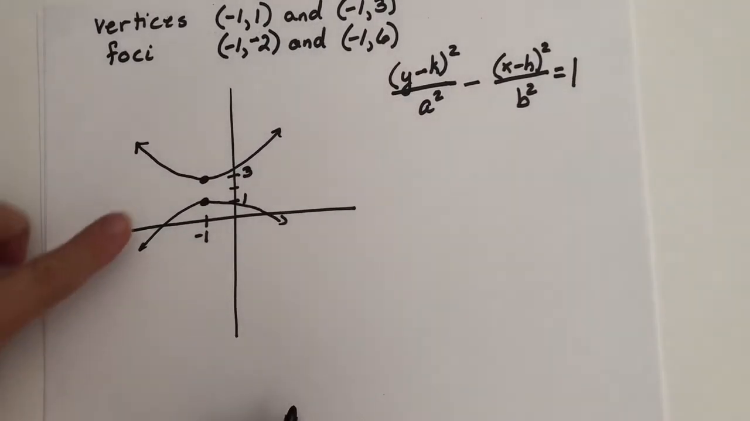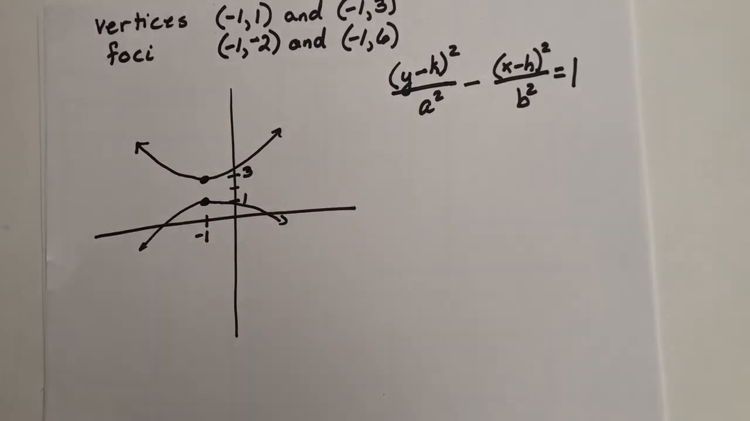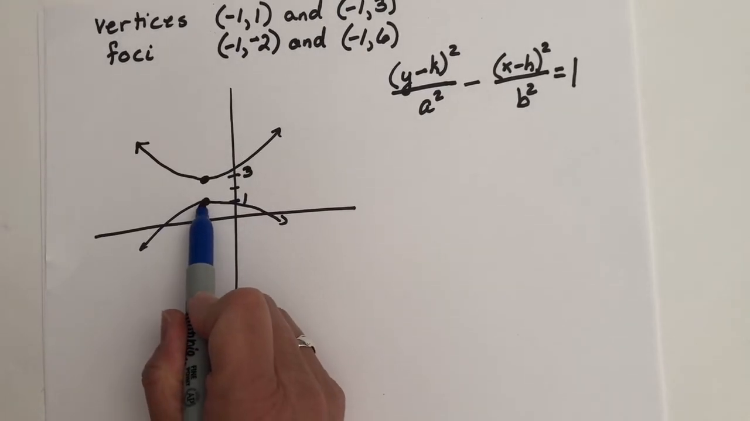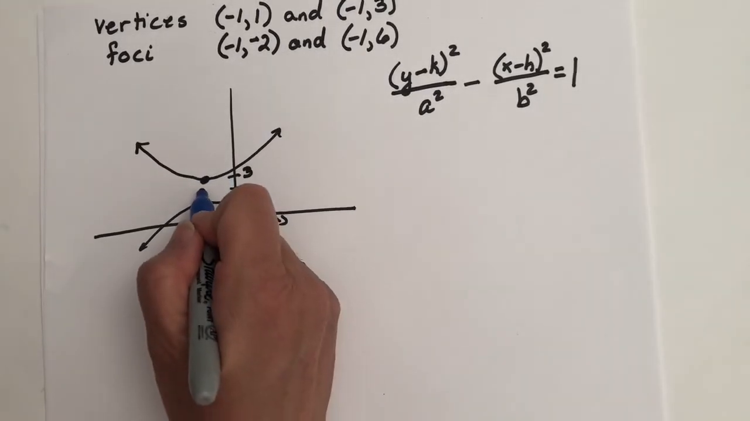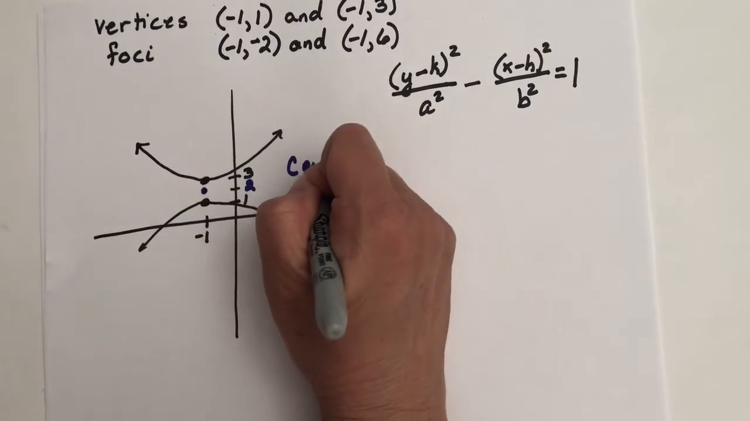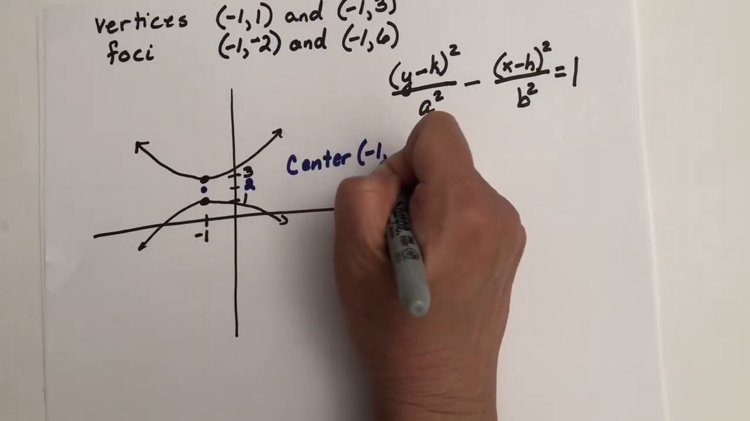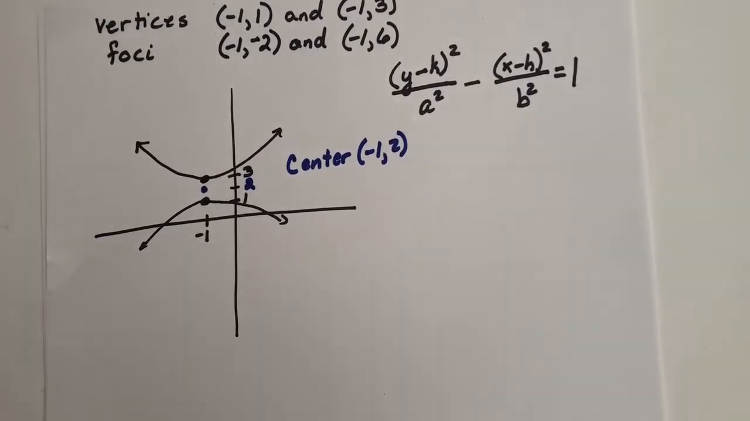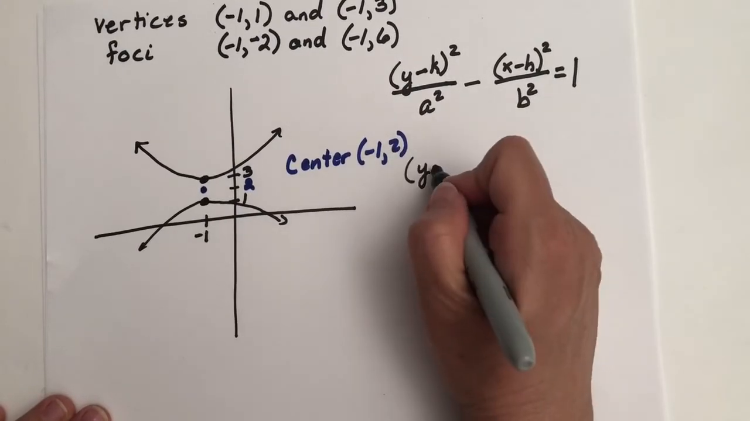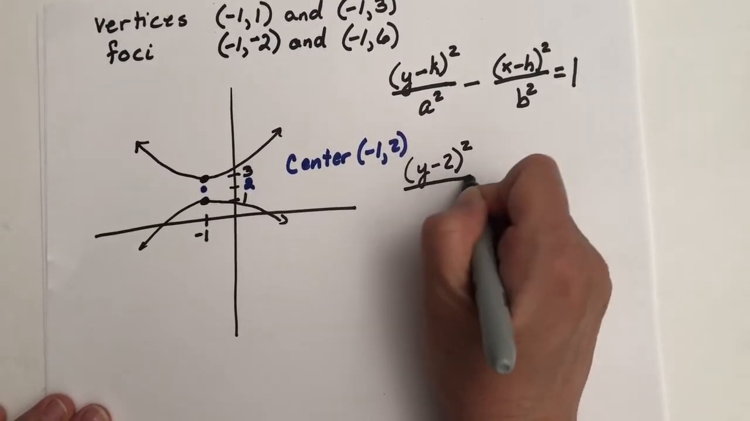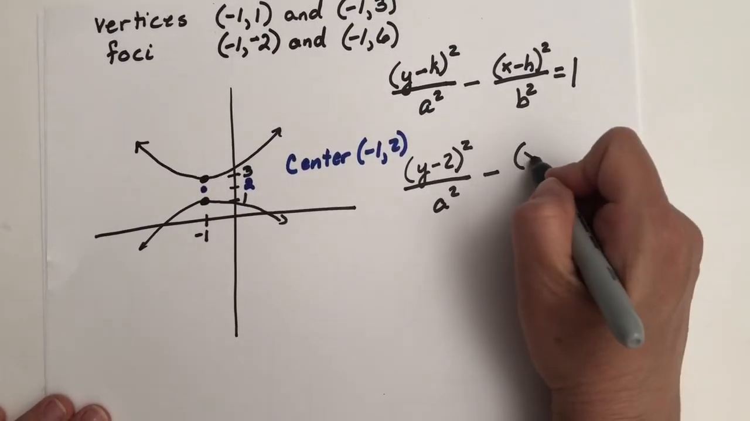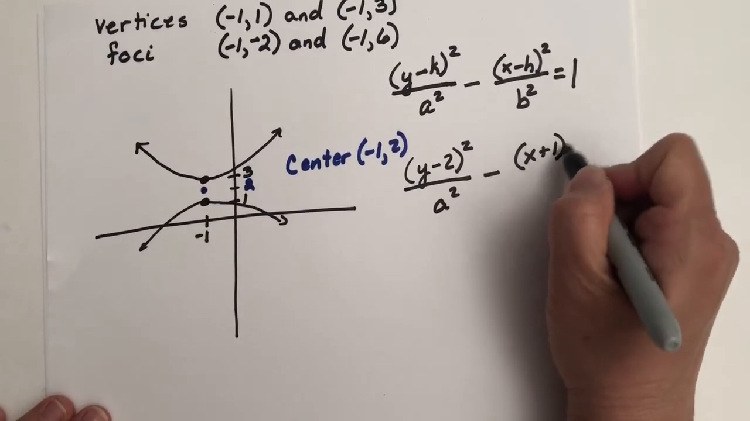So let's find the center so we can pop that in. Let's see, our center is right in between (-1, 1) and (-1, 3). That would put it right here at (-1, 2). So the center is at (-1, 2). Let's put that into our equation. So we have y minus the y coordinate over a squared minus x minus the x coordinate. So x minus -1 becomes x plus 1.